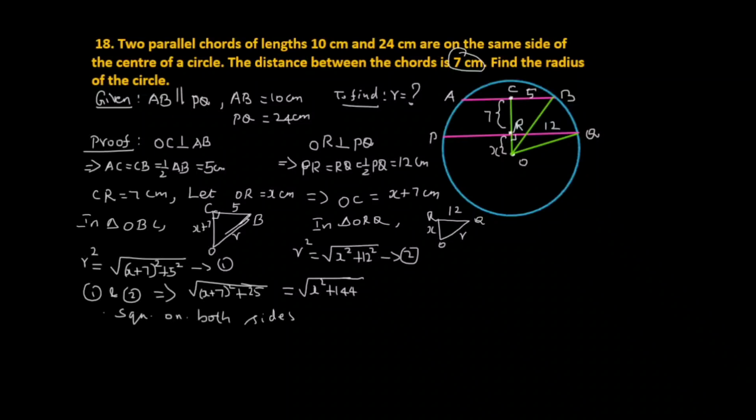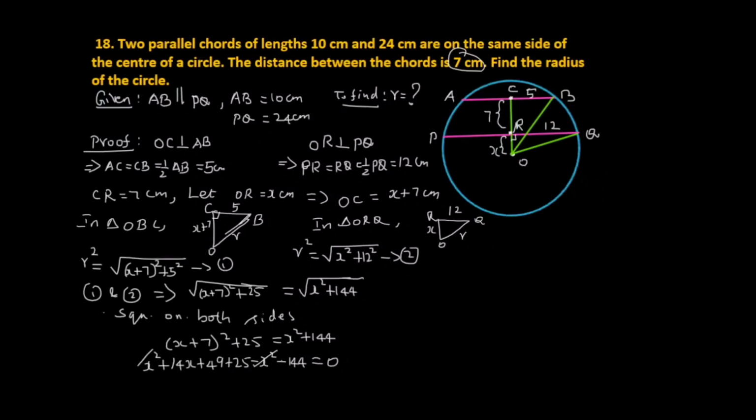On both sides, we will be getting (x + 7)² + 25 = x² + 144. Expanding (x + 7)² using (a + b)², we get x² + 14x + 49 + 25. Then transposing this to the other side, x² minus 144 is equal to 0. Cancelling x² and x².